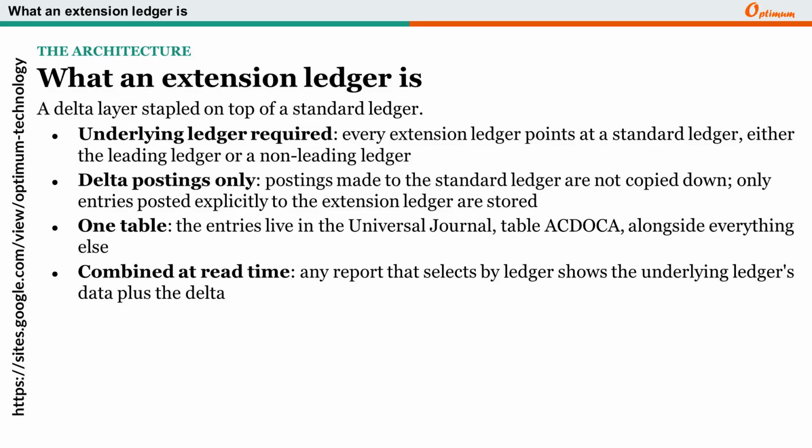Start with the mental picture, because everything else follows from it. An extension ledger is not a full set of books. It is a thin layer of adjustments that sits on top of a standard ledger, and the system adds the 2 together when you run a report. If your leading ledger is 0L and your extension ledger is ZX, posting a document to ZX updates the balance of ZX only. The leading ledger is untouched. That single design decision is what gives extension ledgers their main selling point, which is a very small data footprint compared with running another full parallel ledger.